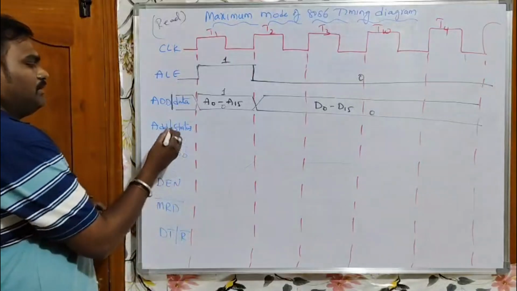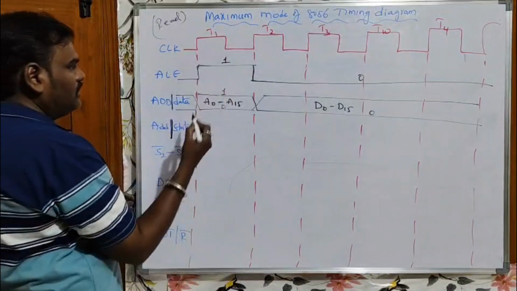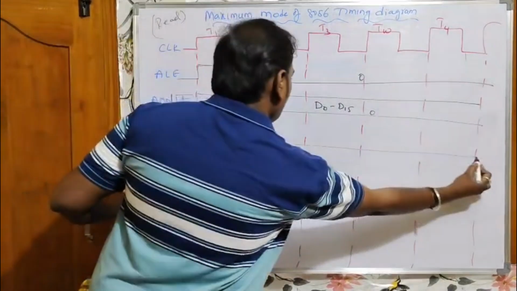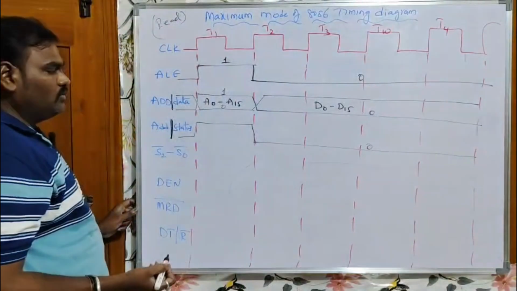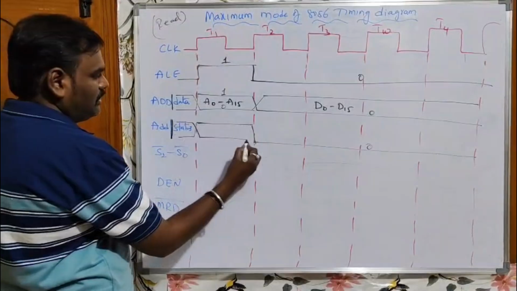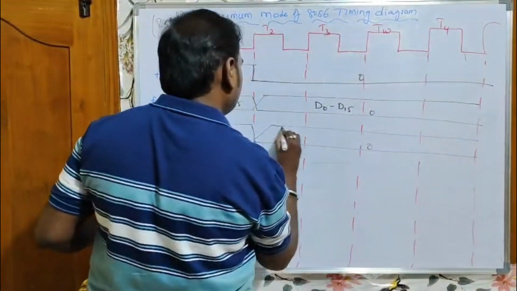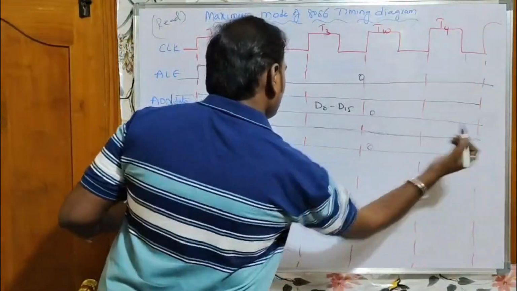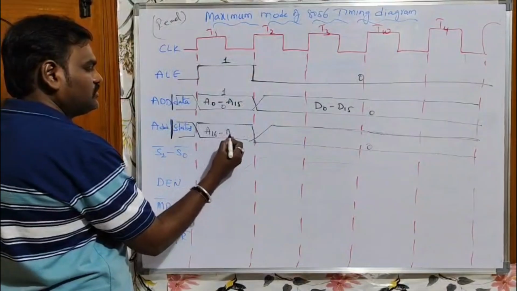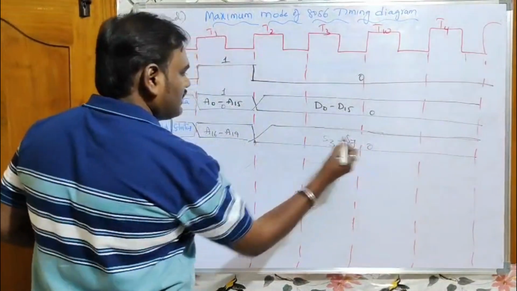Next, coming to another multiplexed line, that is address slash status. Same as before, during ALE 1 the address is high, and during ALE 0 the address is 0. Coming to status, where the address is high, the status will be low. Where the address is low, the status is obviously high. So the remaining address lines A16 to A19 and the status lines S3 to S7 come here.